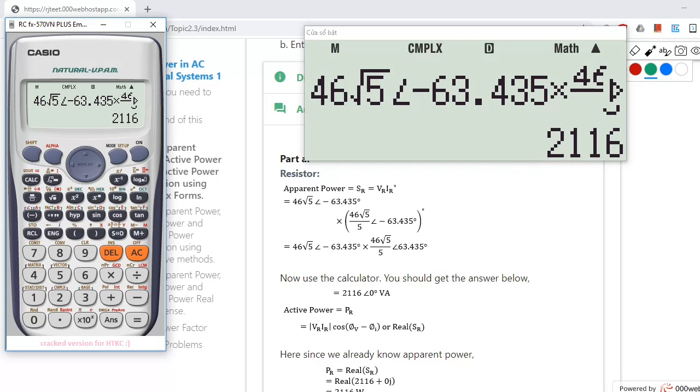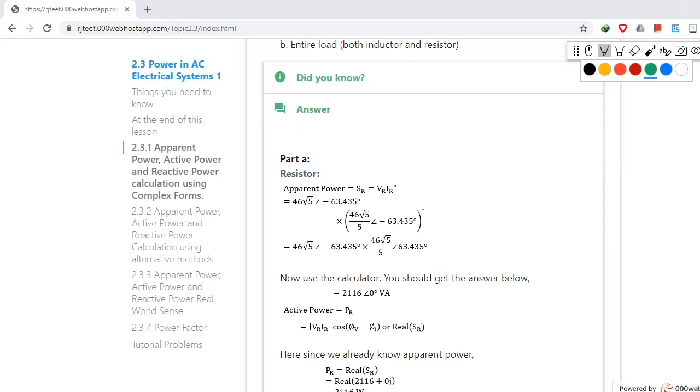It's 2116. So the same answer, and of course it is a real number, as you can see, and you can write it in the polar form. Therefore the real number 2116 you can write in the polar form like this. And if you are going to use the Cartesian coordinates, it's going to be 0i, so there is no point of writing 0 imaginary part.